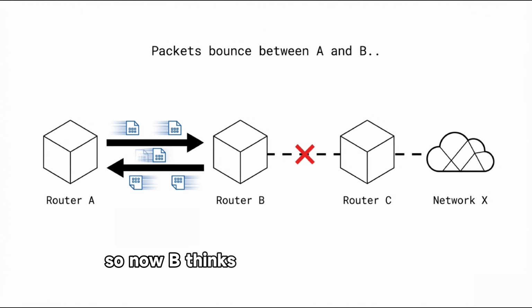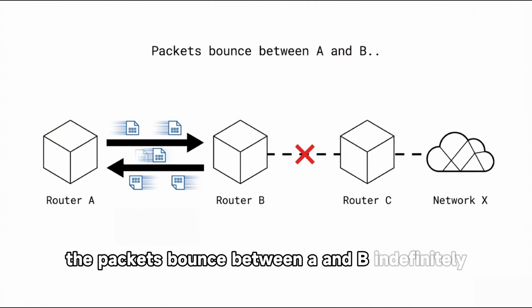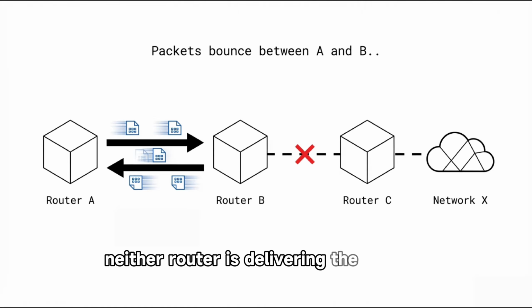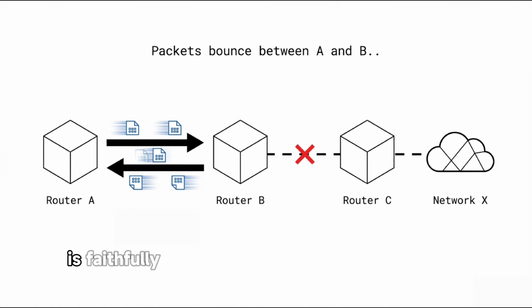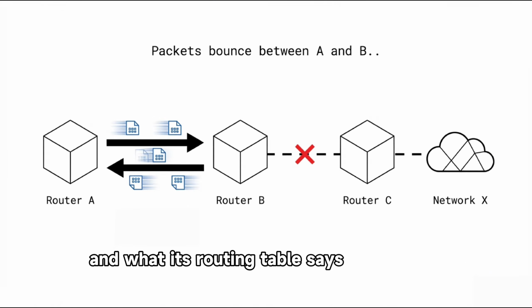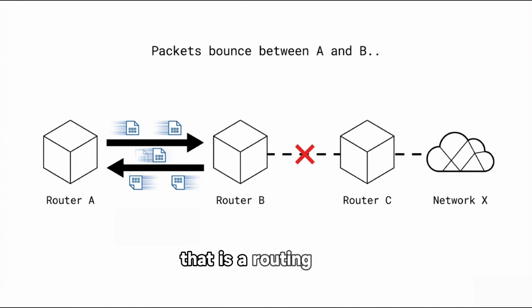So now B thinks A can reach network X and sends packets to A. A thinks B can reach network X and sends packets back to B. The packets bounce between A and B indefinitely, or until something stops them. Neither router is delivering the packets. Neither router knows it's wrong. Each one is faithfully following what its routing table says, and what its routing table says is incorrect. That is a routing loop.